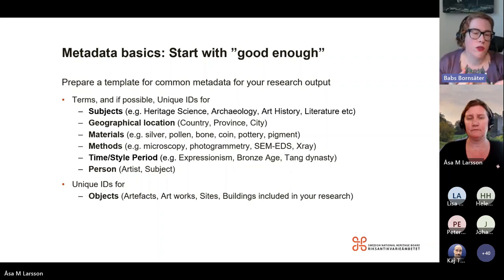Also time, style, period. So when it's happened, when it's from, and of course a person. If there is a person connected to the object or the project, it could be the artist, it could be the subject of the entire project. But these are excellent terms to try and find, to start with at least. And also to try and find unique IDs for objects. And this is kind of what I talked about when I talked about Wikidata, that if you actually have an object that does not have a unique ID, you can more or less make one.